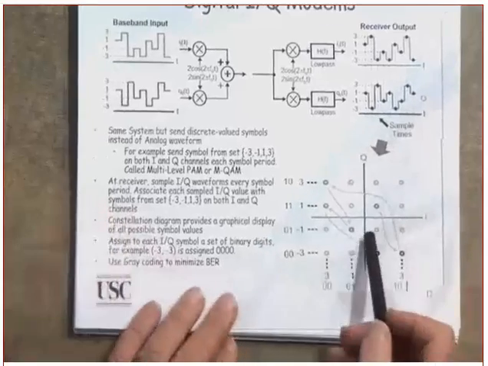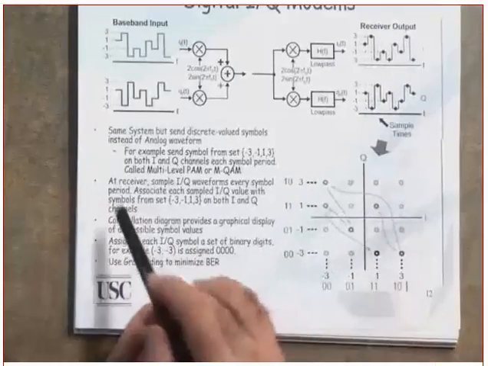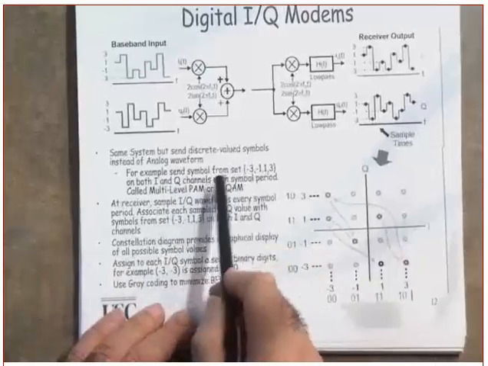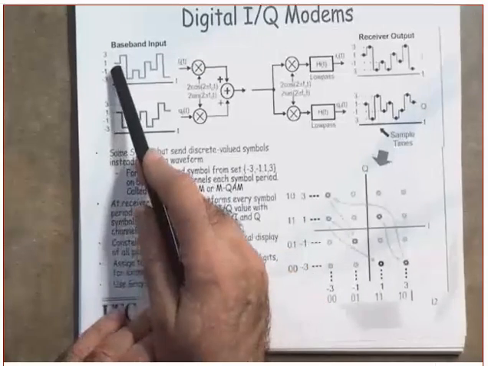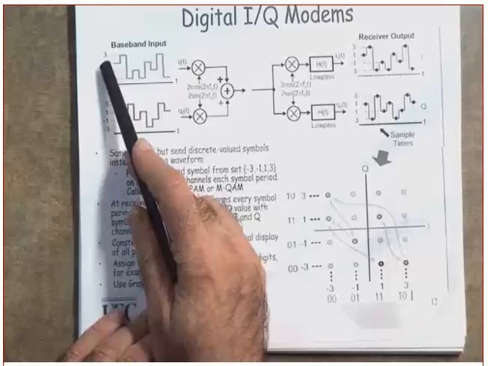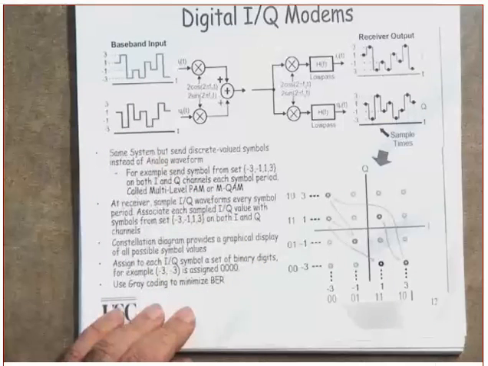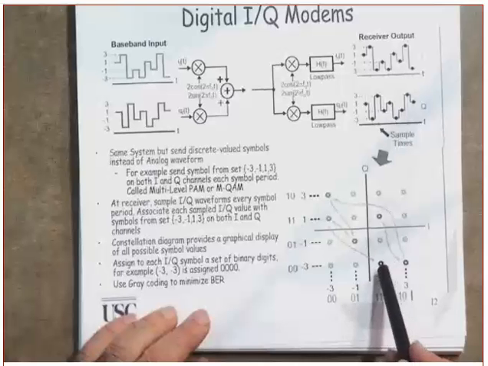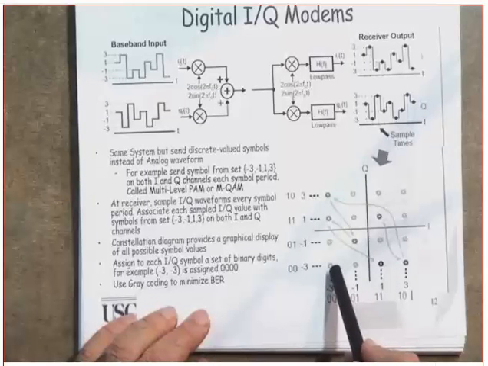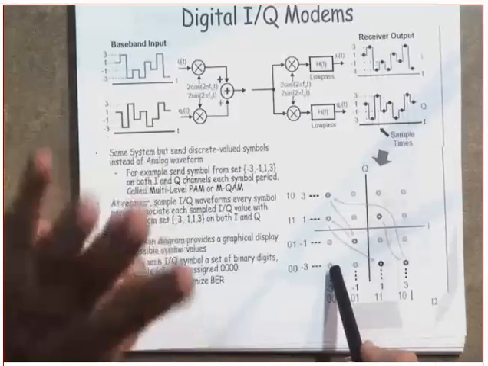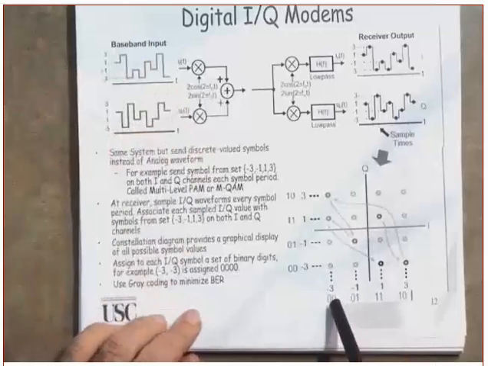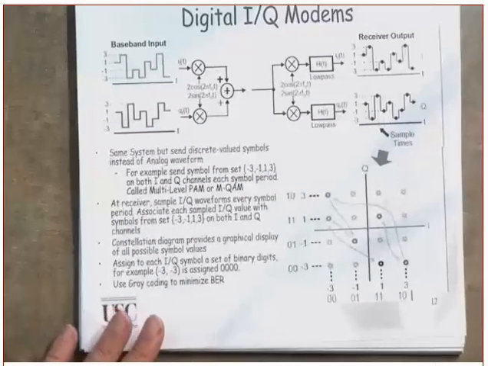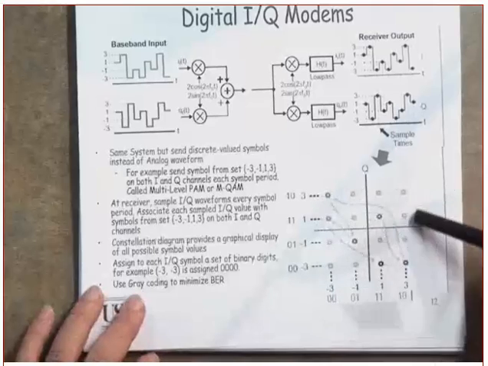Now, let's understand the signal constellation here. What we have is discrete value symbols, plus or minus 1, plus or minus 3. Every one of these levels will be encoded into 2 bits. So, for example, in here, every one of these is representing 4 bits of information: 2 of them from the I channel and 2 of them from the Q channel, creating what is known as the signal constellation.